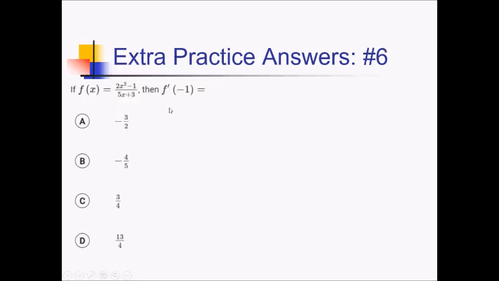For this problem, we're trying to find f prime of -1, given the f function here. So in order to take this derivative, I'm going to have to use the quotient rule, u prime v minus uv prime over v squared. And that's because this is a quotient and there's no way to simplify it. So let me use the box and ribbon to organize things.